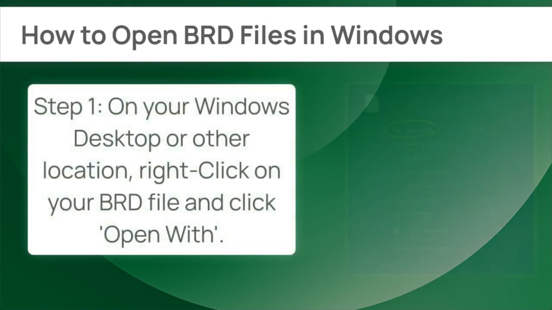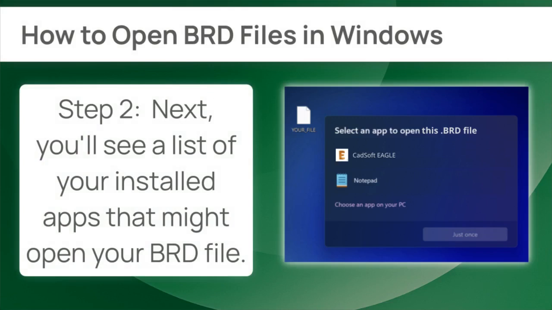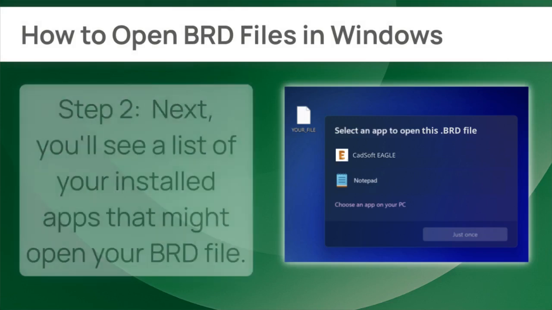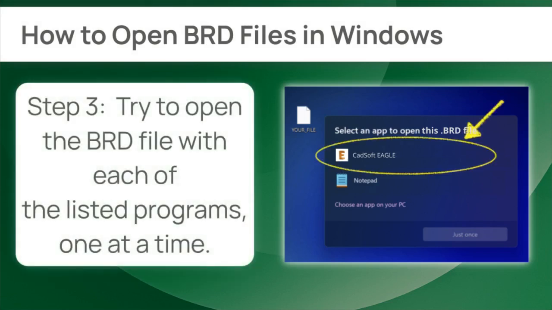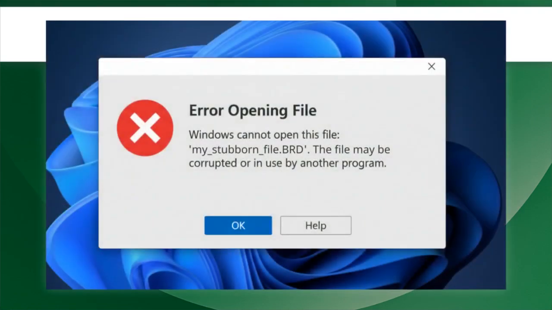To open this specific BRD file, right-click your file and select Open With. If CADsoft EAGLE is available, use that first. If it's missing, choose another program. Don't worry if it takes a few attempts to find the right software. If the BRD file is still giving you trouble, relax.